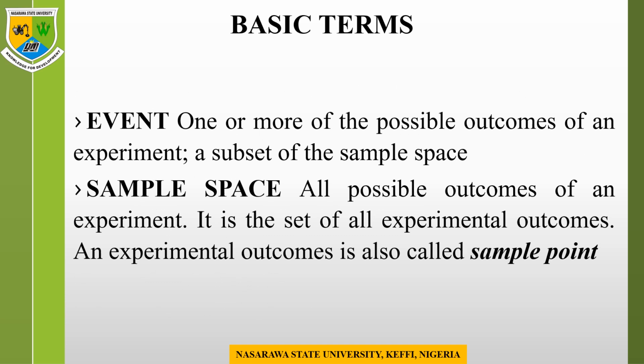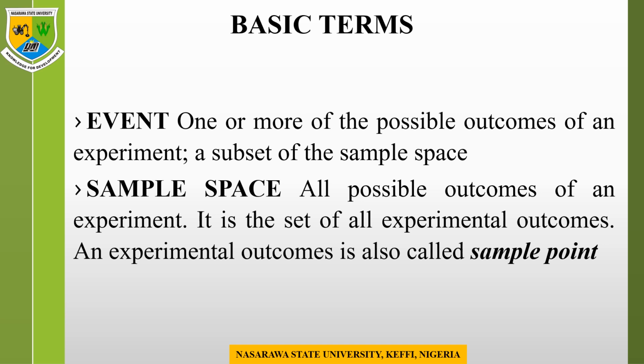And the second term that we use in probability is called event. One or more of the possible outcomes of an experiment is a subset of the sample space. If you toss a coin, one thing must occur. That particular thing that occurs is called an event. That is the randomness. So if you toss a coin, that particular thing that happened after tossing the coin is called an event.